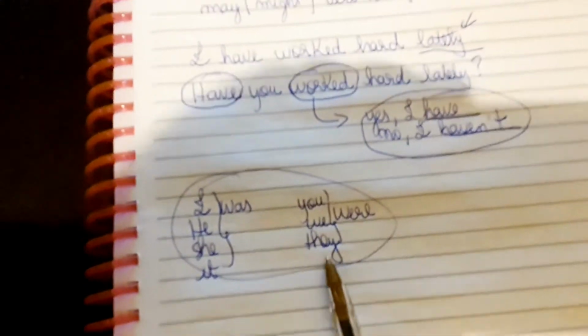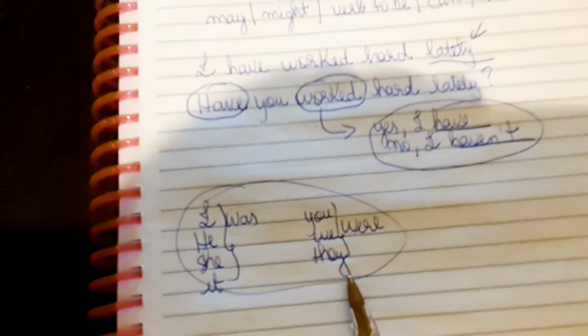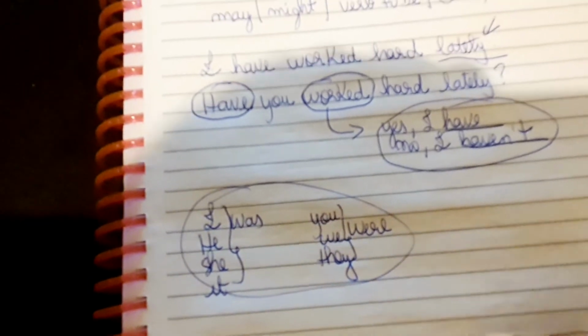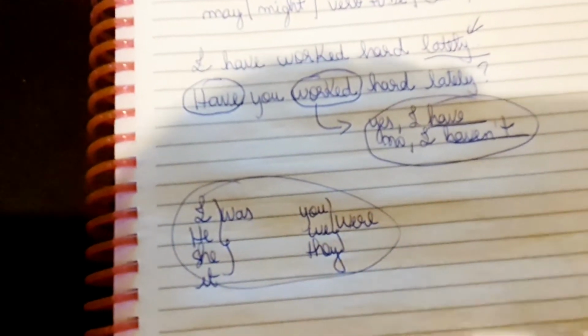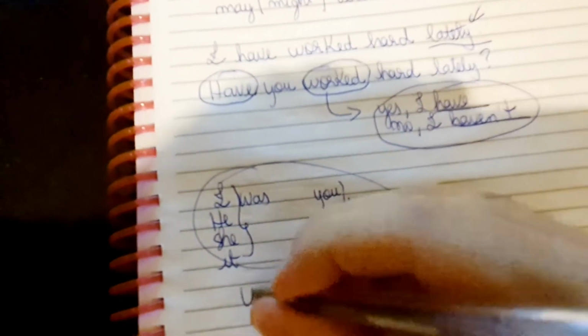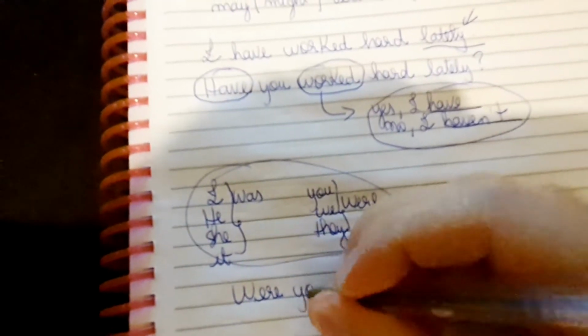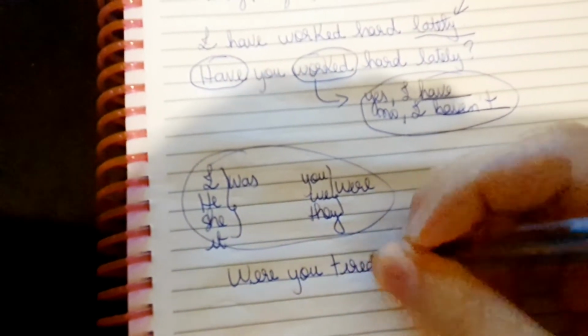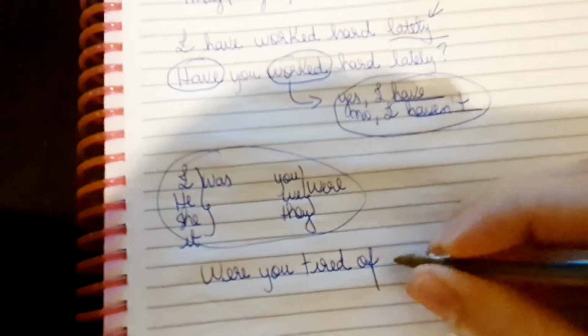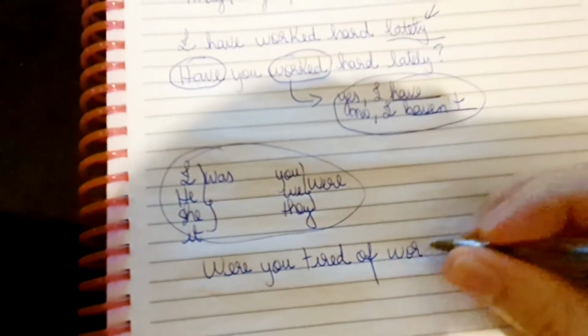When making questions using the verb to be, I have to put the verb to be in the beginning of the sentence as well, right? Were you tired of working late?